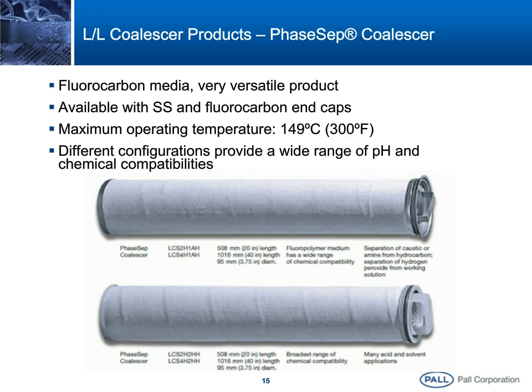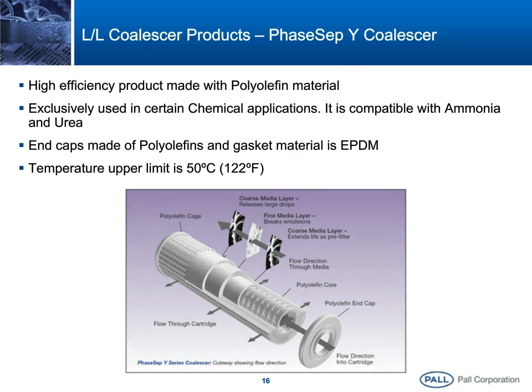Here's an example of the phase Sept Y coalescer. It's a special product that's used in several chemical markets, such as in ammonia, urea, and nitric acid. This coalescer media is made of polyolefins, and the gasket material is made of EPDM, which can withstand an ammonia environment. It has a temperature limitation of 122 Fahrenheit, which is much lower than that of phase Sept that you saw on the last slide. Its dimensions are 2 3/4 inch ID, 20 inches length, and its common application is in the chemical industry.